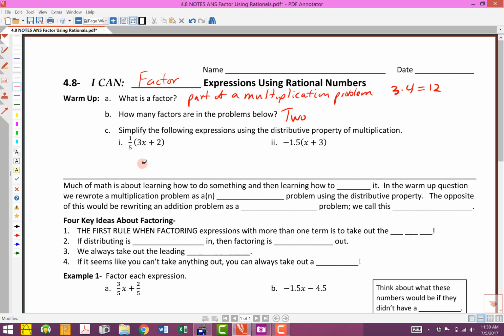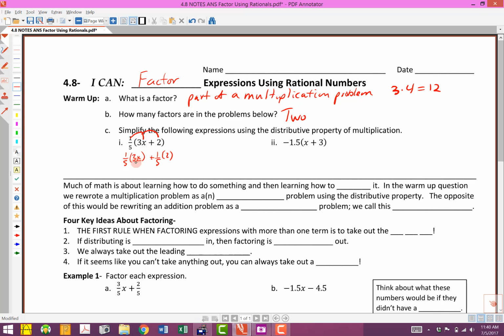And then it says simplify the following expressions using the distributive property of multiplication. So here's what we're going to do. We are going to multiply through. We're going to take that 1/5 and multiply it by 3x. So this would be 1/5 times 3x, and then this would be plus 1/5 times 2.